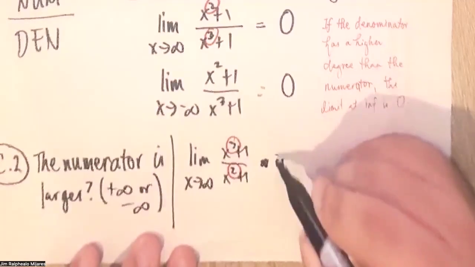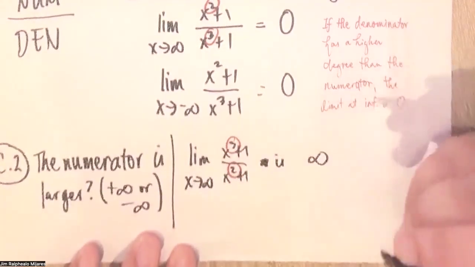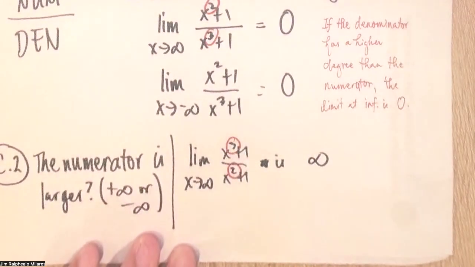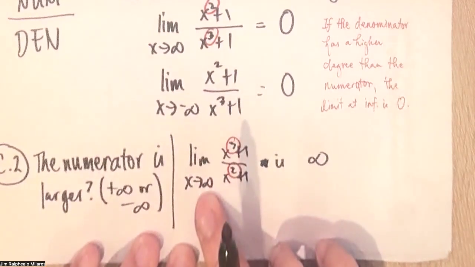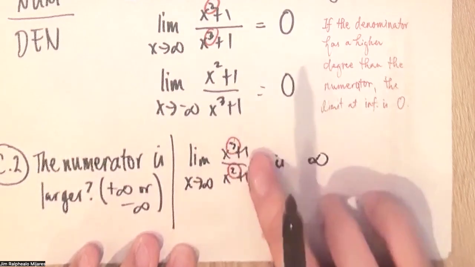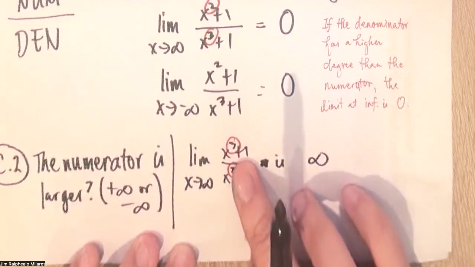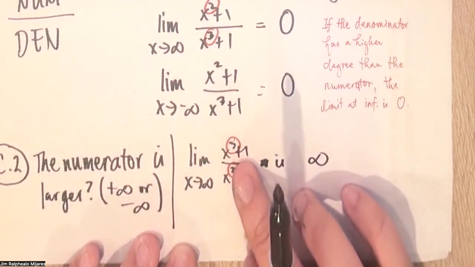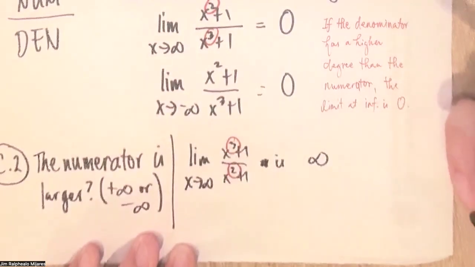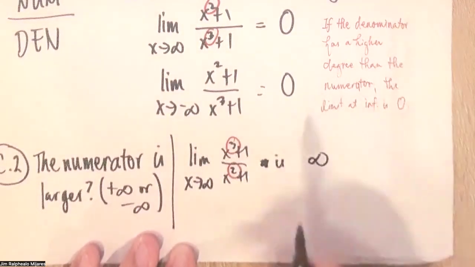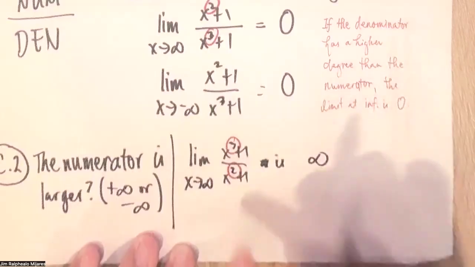this would become infinity, right? Your decision now is whether it's positive or negative. How do you know? If it's positive infinity, you substitute a positive number. So let's say substitute 1, or substitute a large positive number. Okay. Then look at the sign. In this case, this limit here is positive infinity.